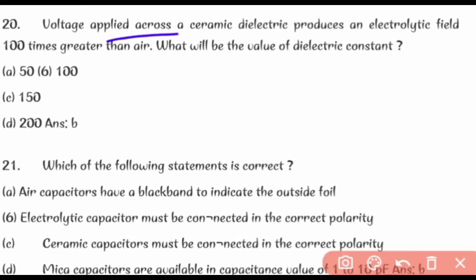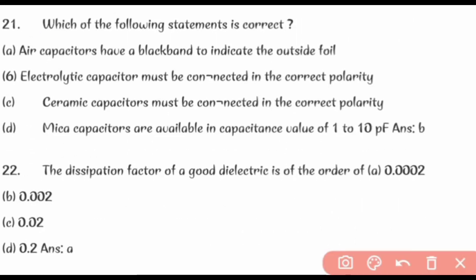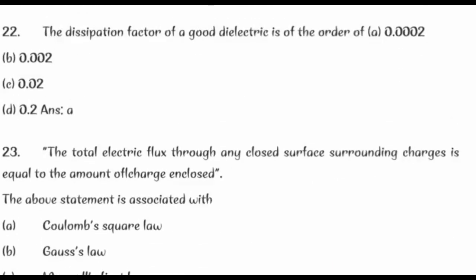Voltage applied across a ceramic dielectric produces an electric field 100 times greater than air. What will be the value of dielectric constant? Option B, 100. Which of the following statements is correct? Option B, an electrolytic capacitor must be connected in the correct polarity.